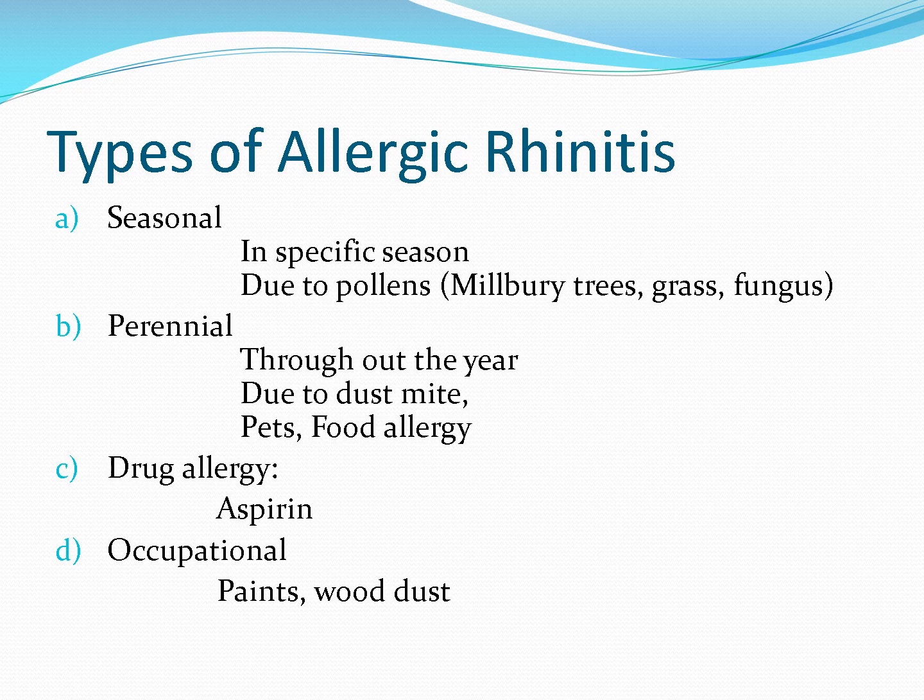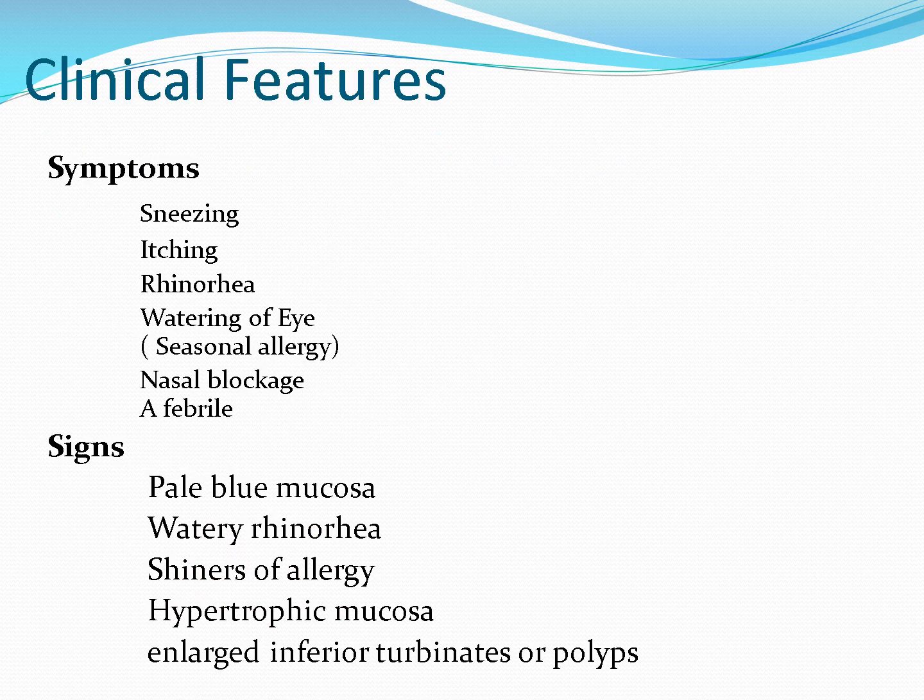Perennial allergies occur throughout the year due to dust mites, pets, and food allergy. Sometimes the patient is allergic to a drug, and the more common drug is aspirin. Allergy to aspirin can lead to severe allergic reaction and even polyp formation inside the nasal cavities. In occupational allergies, the patient may be allergic to paints and wood dust, leading to a type 1 reaction.